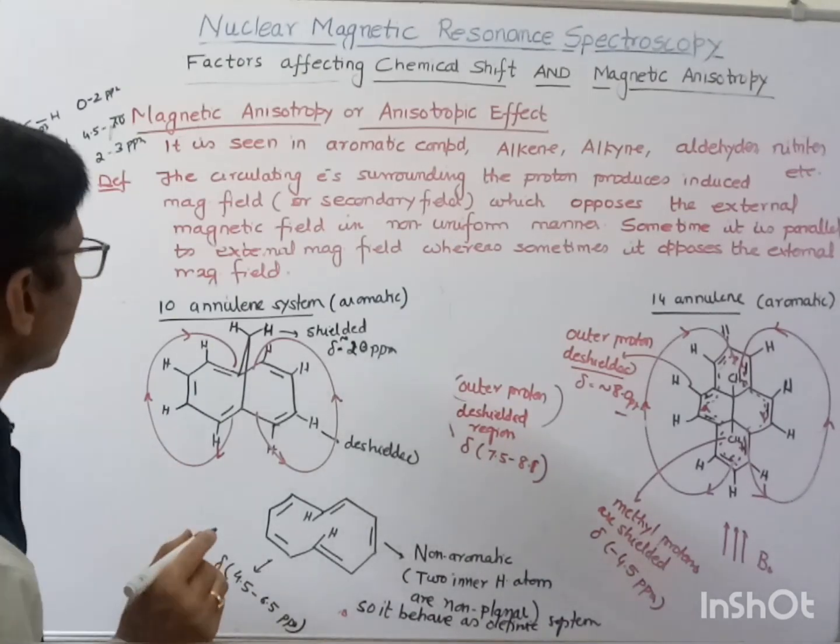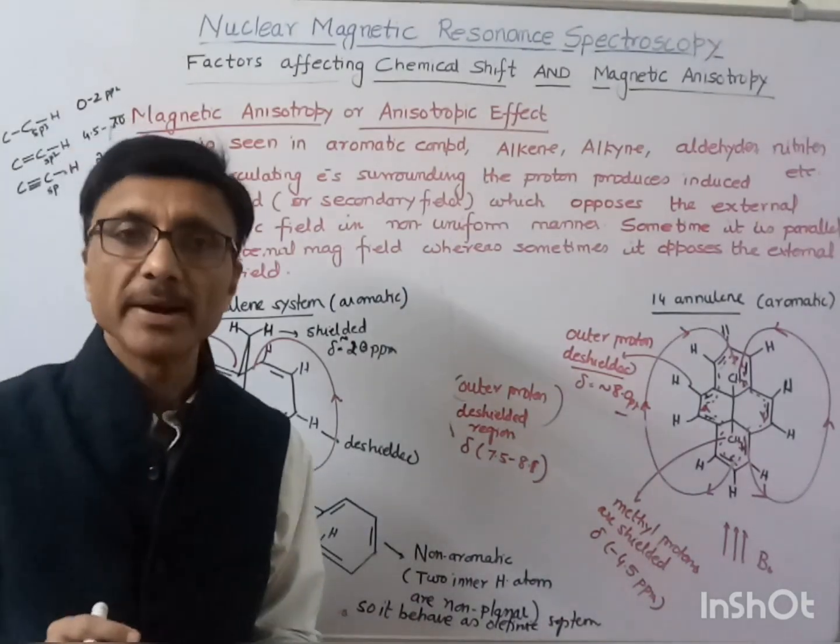Okay, so these are a few examples of magnetic anisotropy.